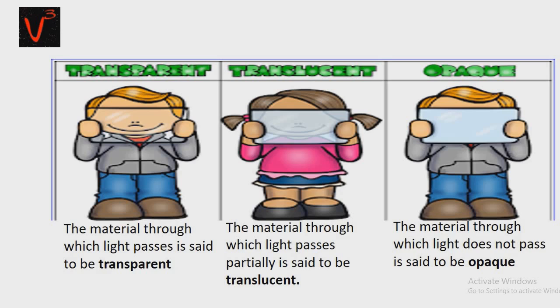See the third image, students. The boy is holding an object. Can we see his face? No. That is, the materials through which light does not pass are said to be opaque. Like wood, like your tiffin box, like the books. These all are examples of opaque objects.